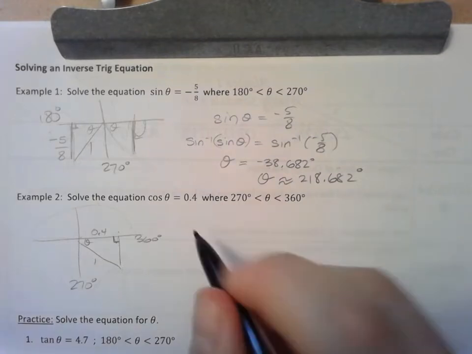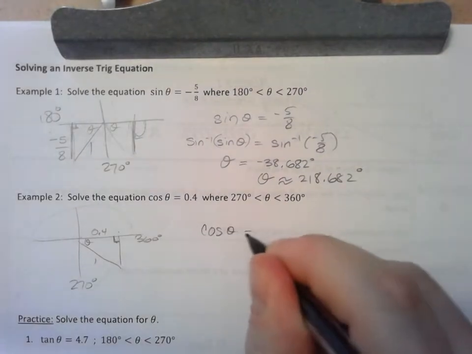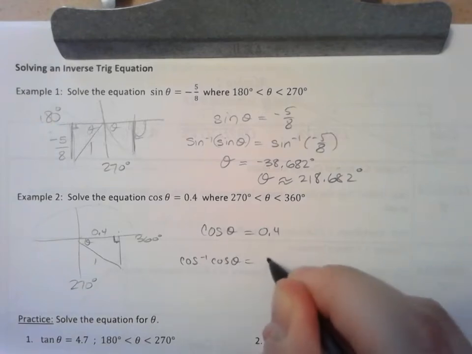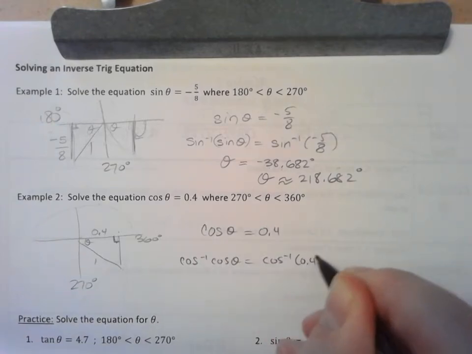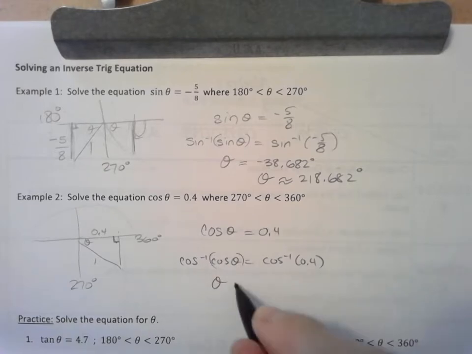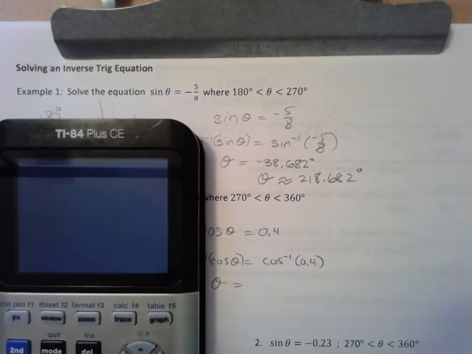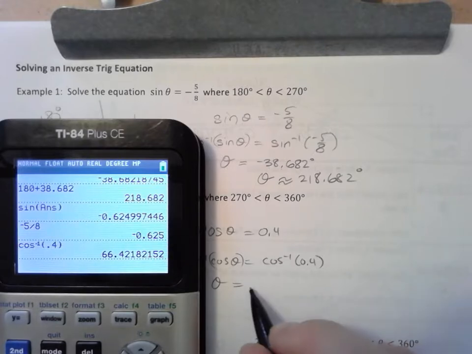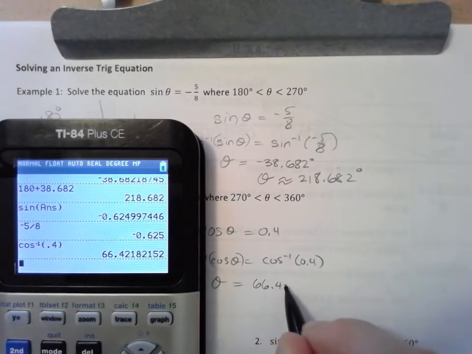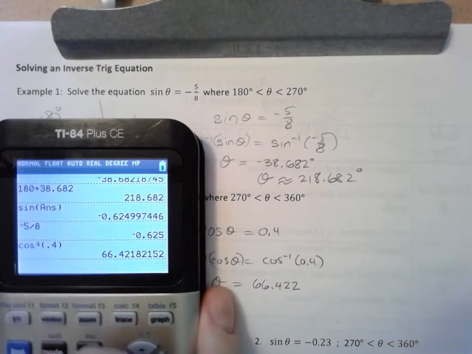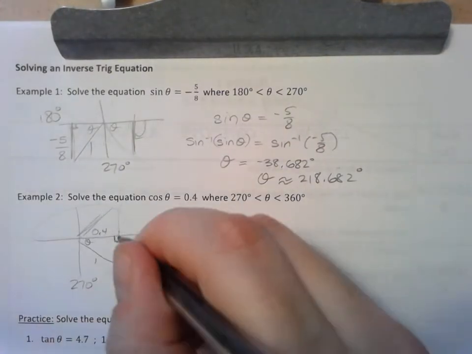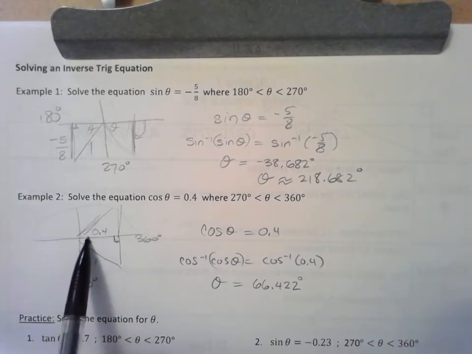So again, we can use our inverse. Here's what we know. What undoes the cosine is a cosine inverse. So the cosine inverse of 0.4 should give us our answer. Sort of. Let's find out. Second cosine, and I'm going to put in 0.4. It gives us the reference angle is approximately 66.422 degrees. This angle would of course be in the first quadrant. That would have the angle of 66.42.